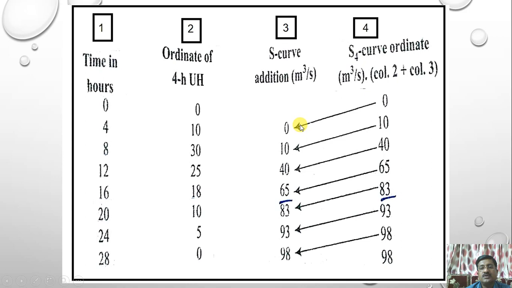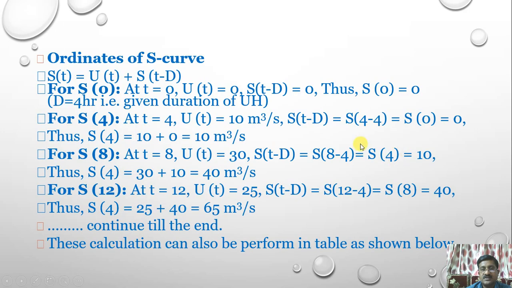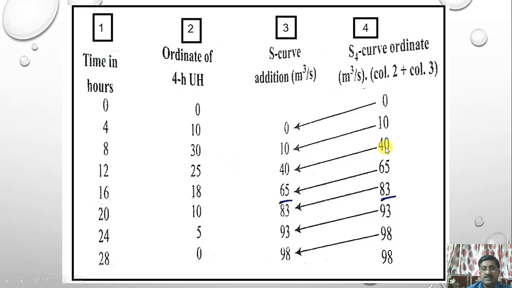How are we going to calculate this? 0 plus 10, you are going to get 10 here, column 2 plus column 3. So the initial ordinate of this S curve will be 0. Then next, the 10 is there, so you can bring 10 here. So 10 plus 30, what are you going to get? 40. That's why you can see here, initially it is 0, then 10, then 40 comes here.